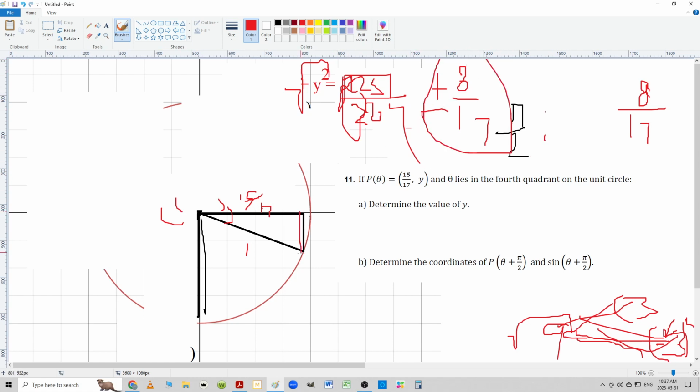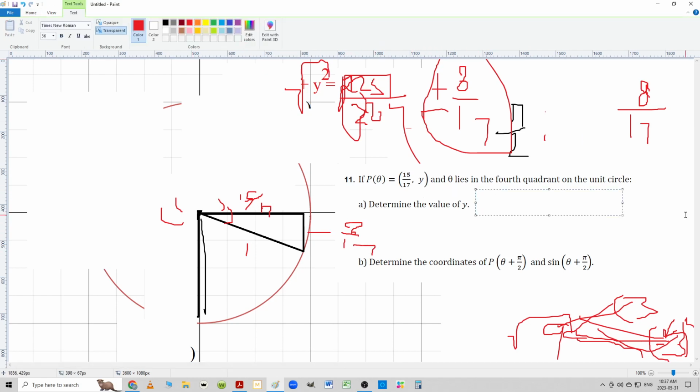In this case, we know we're in quadrant 4, so we know the y value is negative. So the y value is negative 8 over 17. And that means this point here is P, 15 over 17, comma, negative 8 over 17.